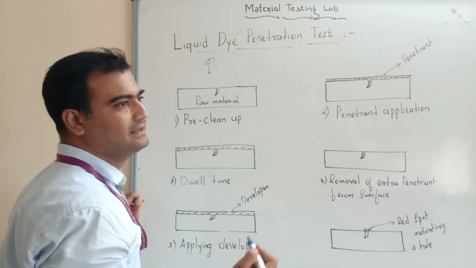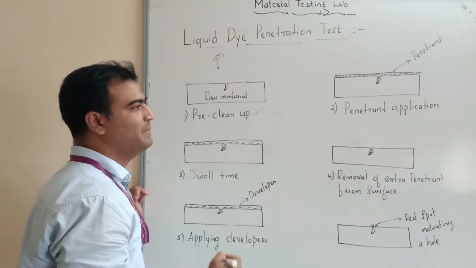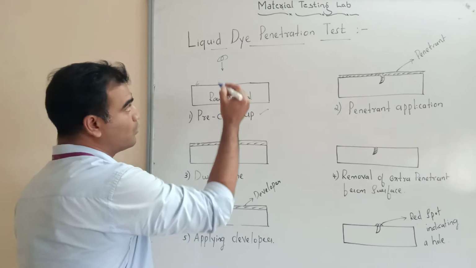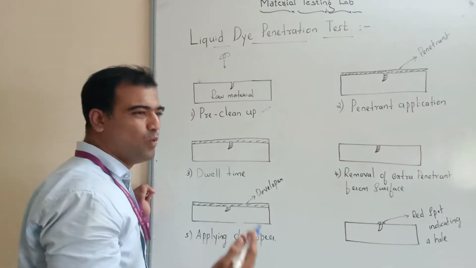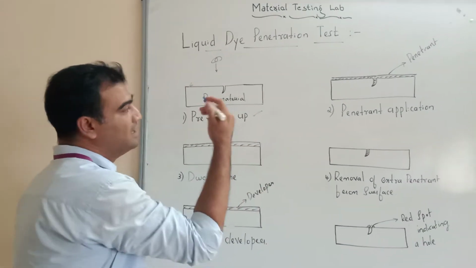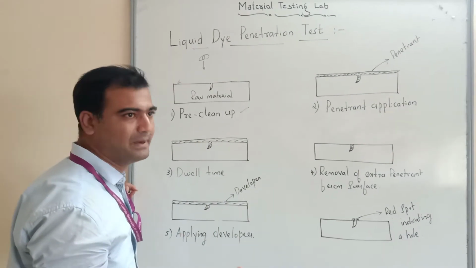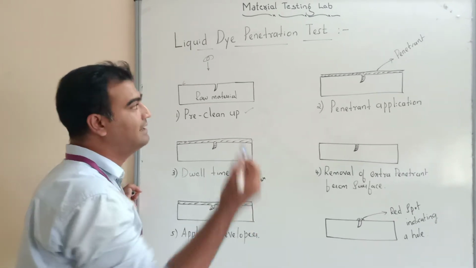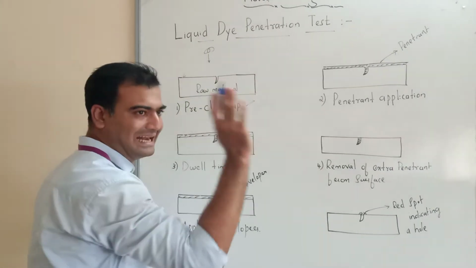So the first step in the liquid dye penetration test is the pre-cleanup. What is the pre-cleanup? Pre-cleanup is the process used to clean the surface of this material. We are going to apply the penetrants on this surface, so that is the reason the surface has to be cleaned. If the surface has rust, grease, or any dust particles, then you may get a false reading. So you should always make sure that the material which has to undergo the liquid dye penetration test is thoroughly cleaned.